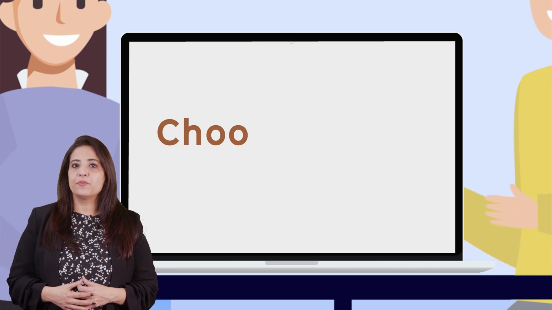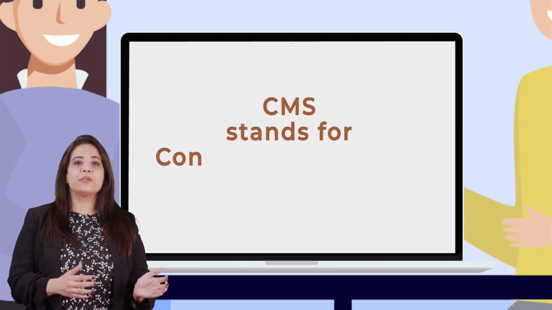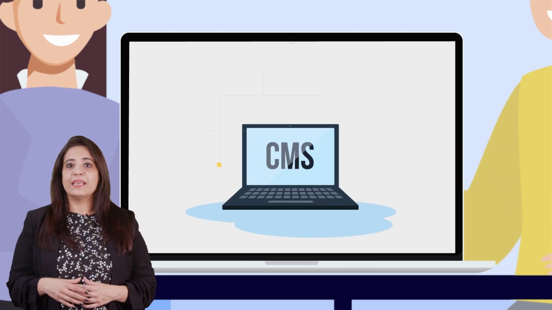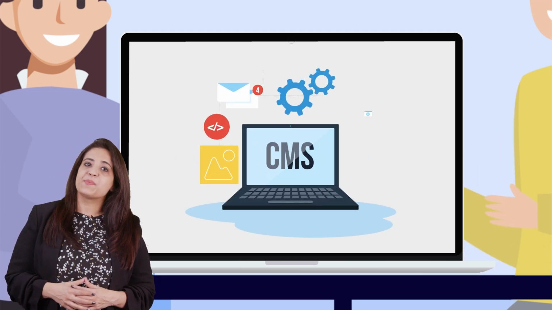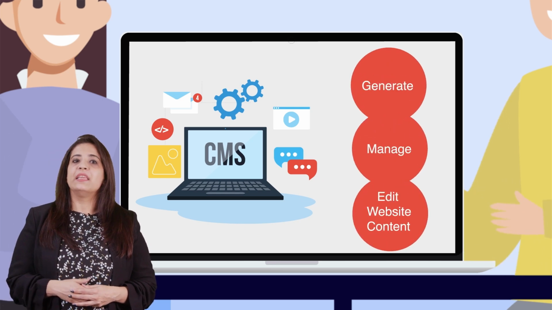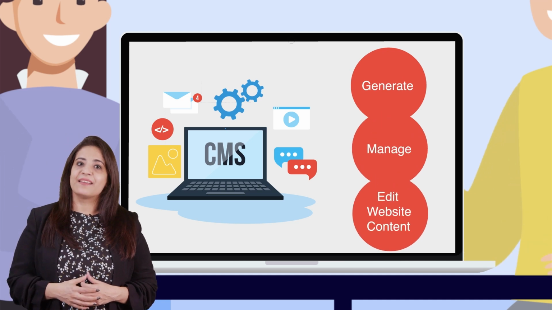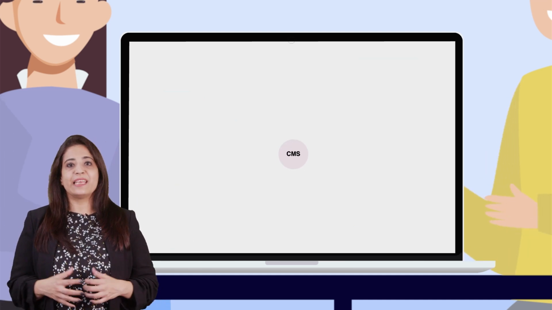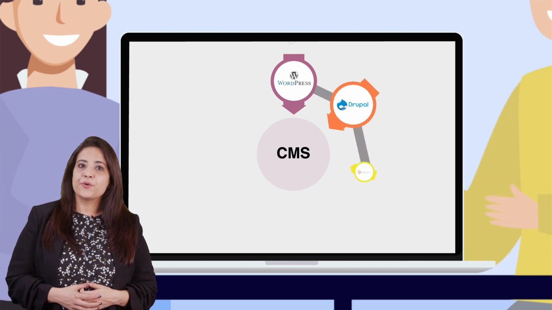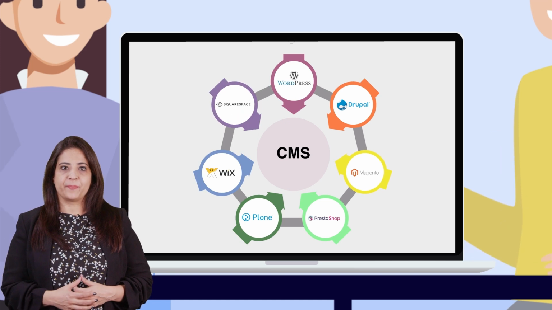Next, we talk about choosing a CMS. CMS stands for Content Management System. A content management system is software that allows people to generate, manage, and edit website content without requiring specialist technical skills. There are different CMSs available like WordPress, Drupal, Magento, PrestaShop, Plone, Wix, Squarespace.